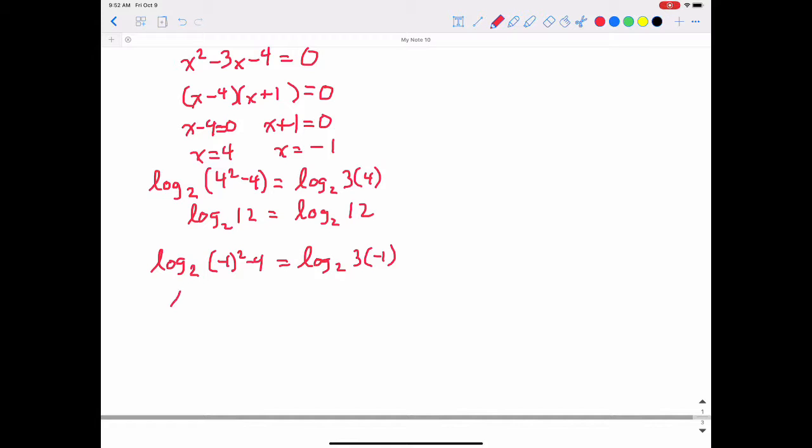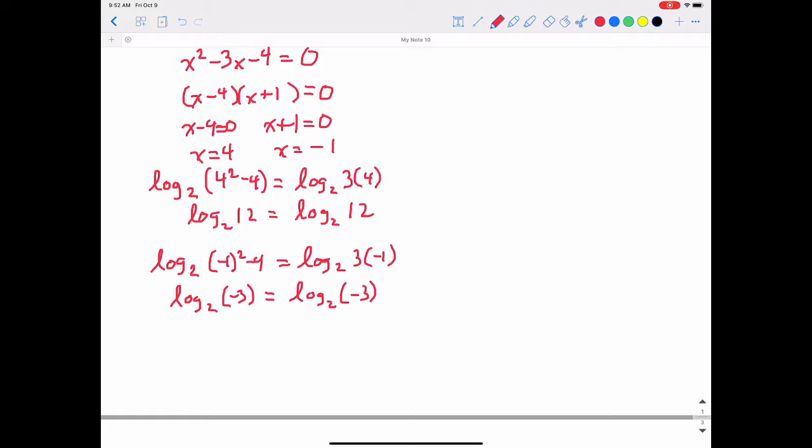Well, on the surface, it looks like it does. We would have log base 2 of (-1) squared is +1, 1 minus 4 is -3, so that would be log base 2 of -3. And this side would also read log base 2 of -3, so it looks like it would work out, except what do we know about taking the logs of a negative number? We know that that's impossible.